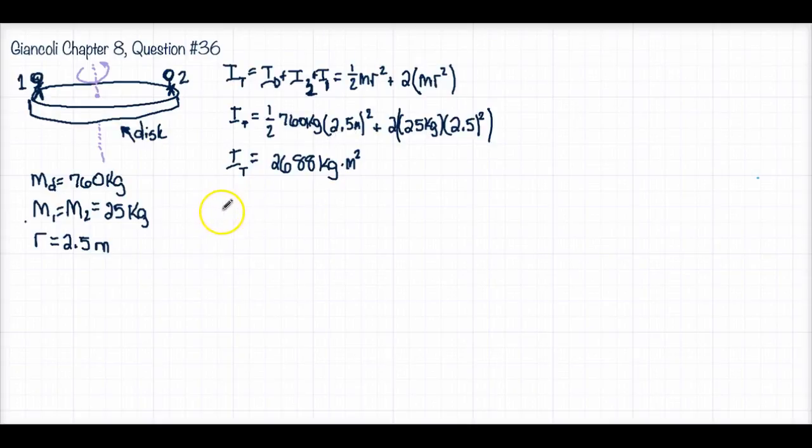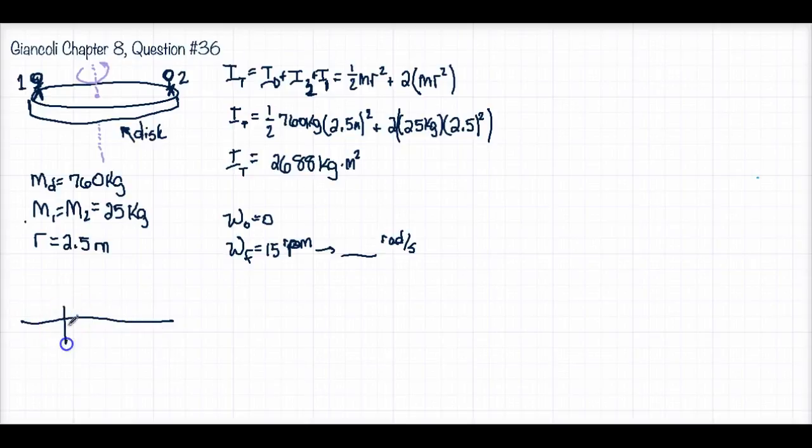I can find the angular acceleration because I was given information about its initial and final angular velocity. Its initial angular velocity was 0, it was at rest, and its final angular velocity was 15 revolutions per minute, which I need to convert to radians per second because they're non-standard units. Using some train tracks to do that, I can write that out right over here. So I can say 15 revolutions in 1 minute.